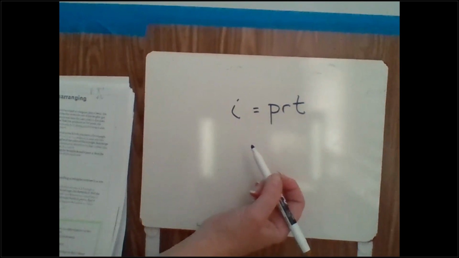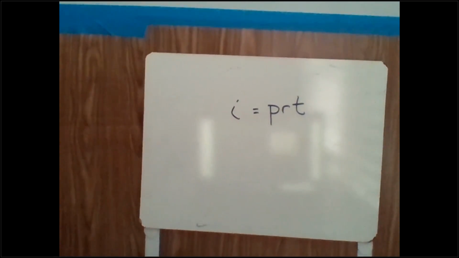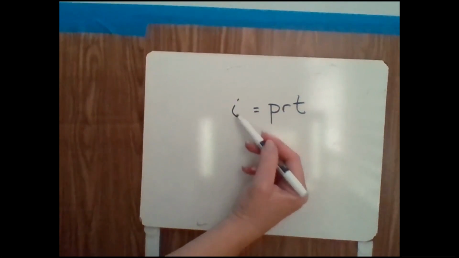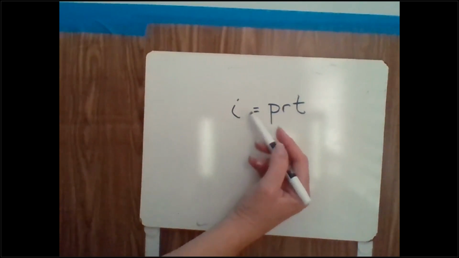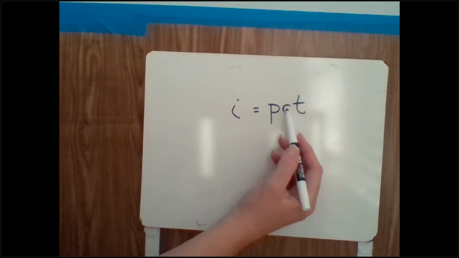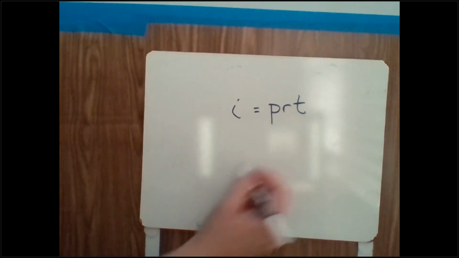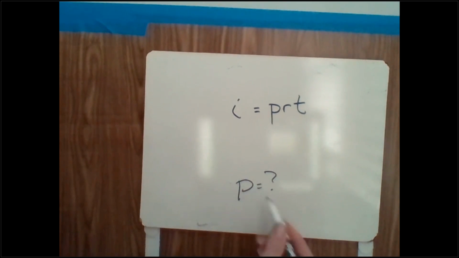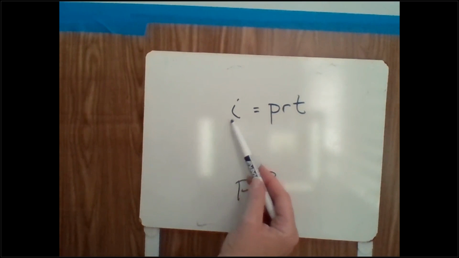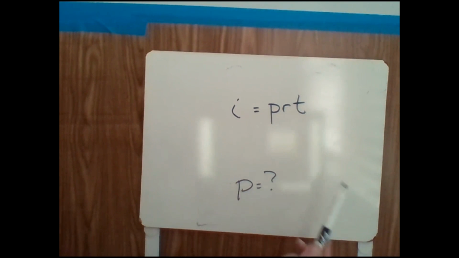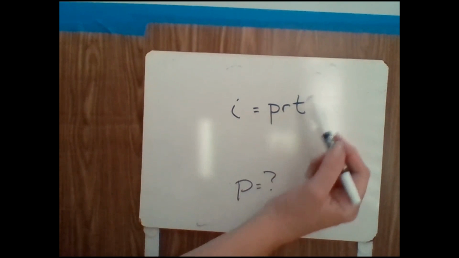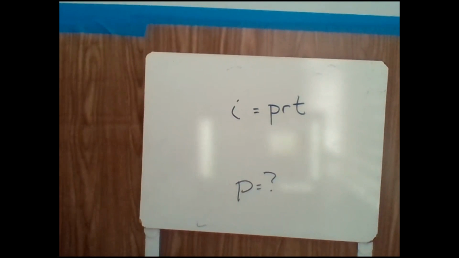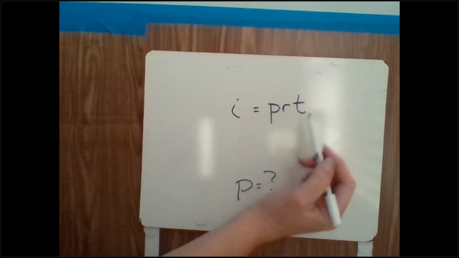Okay, so let's say they're telling me how much interest I have to pay, and they're telling me the rate and the amount of time. And maybe my question is, what was the principal? How much money did I borrow to end up paying that amount of interest at that rate for that amount of time? So it helps me to be able to use my concepts on this formula.